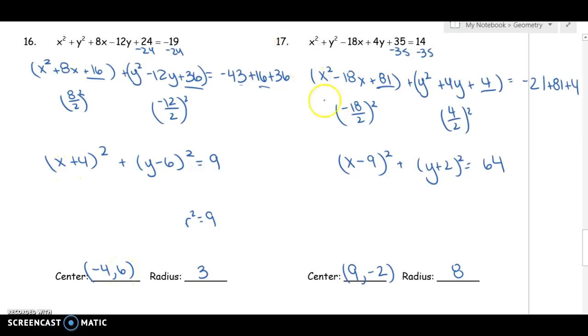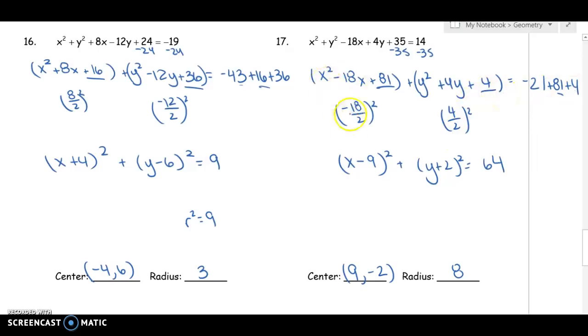For number 17, same idea. I grouped the x's together, grouped the y's together, moved the 35 over. That's where I got the negative 21 from. Half of negative 18, you're going to get negative 9 squared. That's positive 81. So I added an 81 to both sides. Half of 4 is 2. 2 squared is 4, so I added a 4 to both sides.